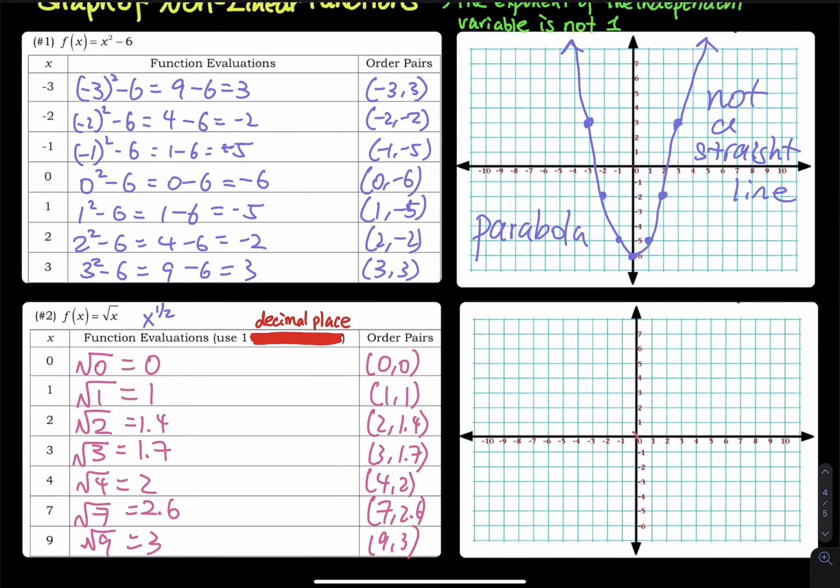Okay, so 0, 0, and then 1, 1, and then 4, 2. Let's plot the integers first, and then 9, 3. Okay, let's take care of the rest. And then 2, 1.4. And then 3, 1.7, and then 7, 2.6. 2.6 is more than half, right? So 2.6 is right here, and then 9, 3. So the graph looks like that. So this is not a straight line, right? This is the graph of a square root function.